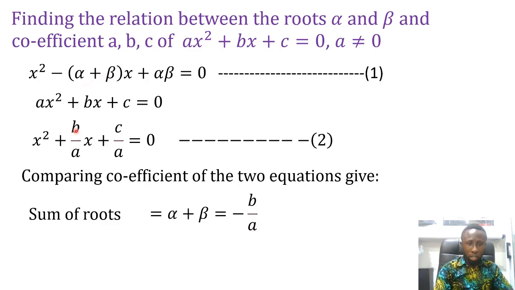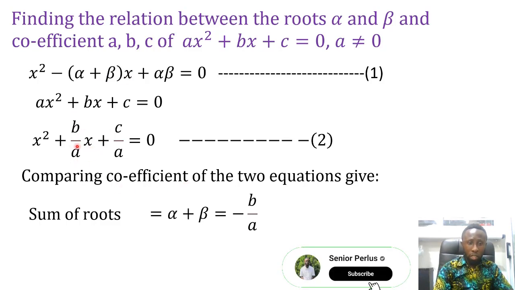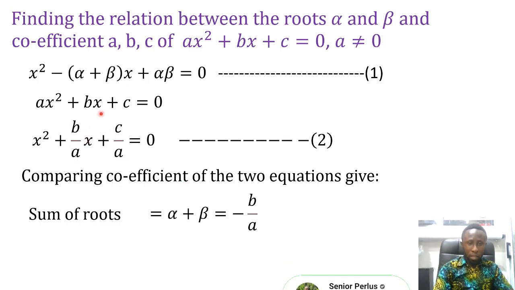Why? Because if you are comparing to this, we have s here, s here. So we are comparing the coefficients of the two equations. So the coefficient of s is what? b out of a. The coefficient of s is negative (alpha plus beta). Since there's a negative here, we divide through by negative 1. That's why we have the negative here. Then we get the negative here. So the sum of roots is negative b out of a.